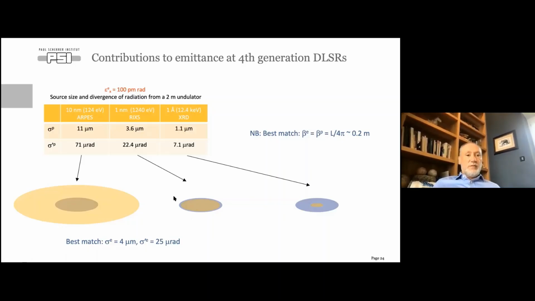So in other words, for these fourth generation facilities, matching the electron emittance to the photon emittance is important, actually over the entire photon range of interest.